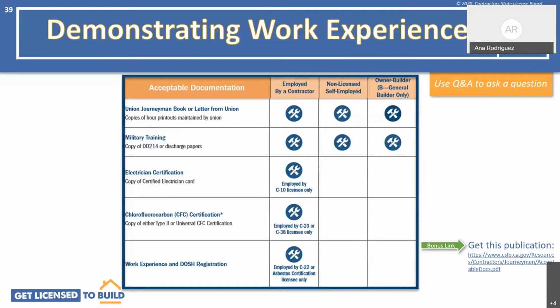Remember, your goal is that you're trying to demonstrate 4 years of experience within the last 10 years. CSLB may contact the certifier of experience or other parties to verify this experience.